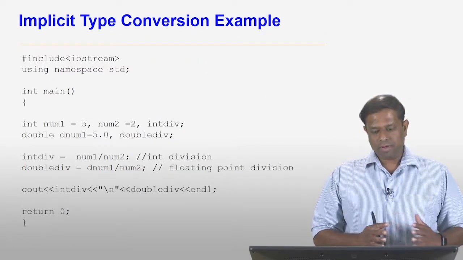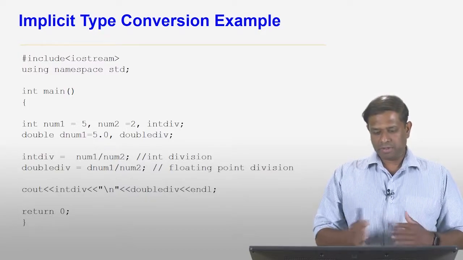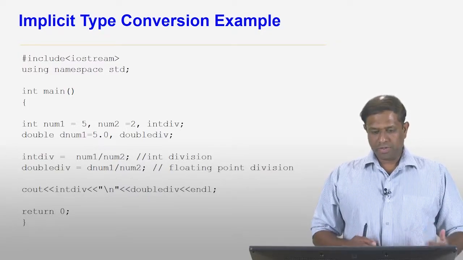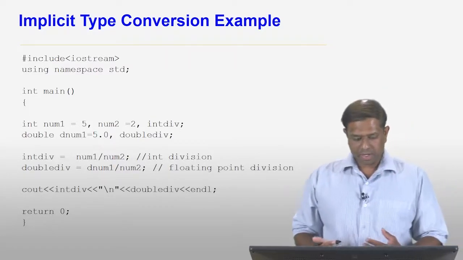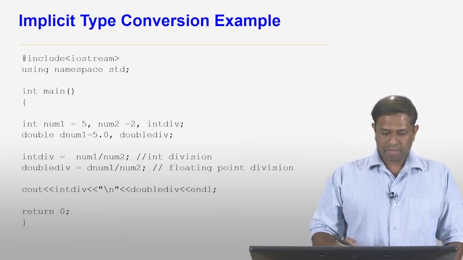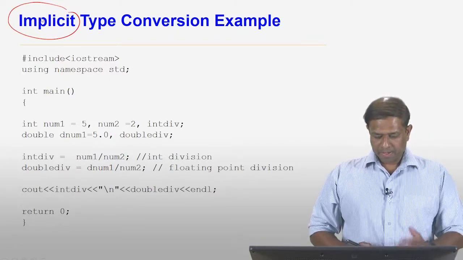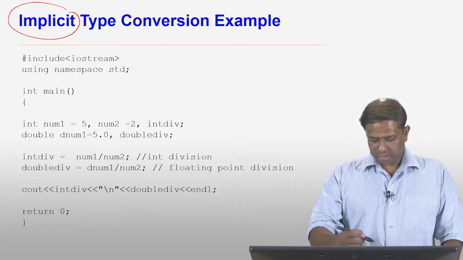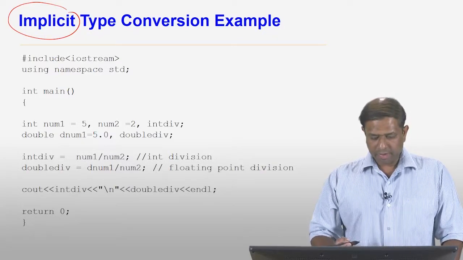So, let us take one quick example regarding these operator precedence rules, and how type conversion happens. Usually, when type conversion happens in an expression, it happens automatically, as the programmer really does not need to do too much. That type of type conversion is called implicit type conversion. So, let us take one example.